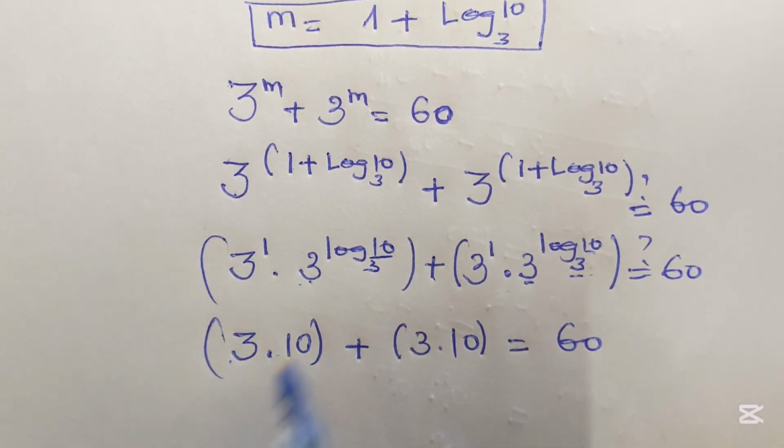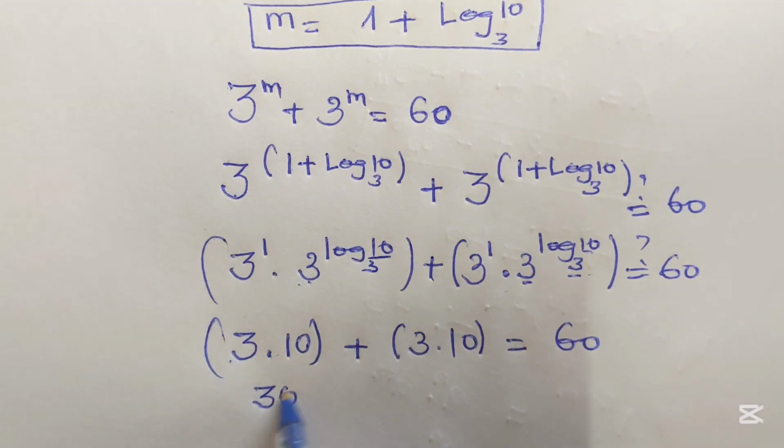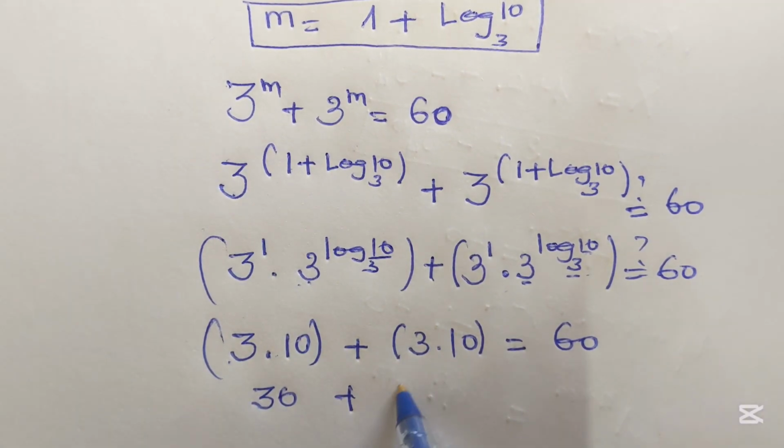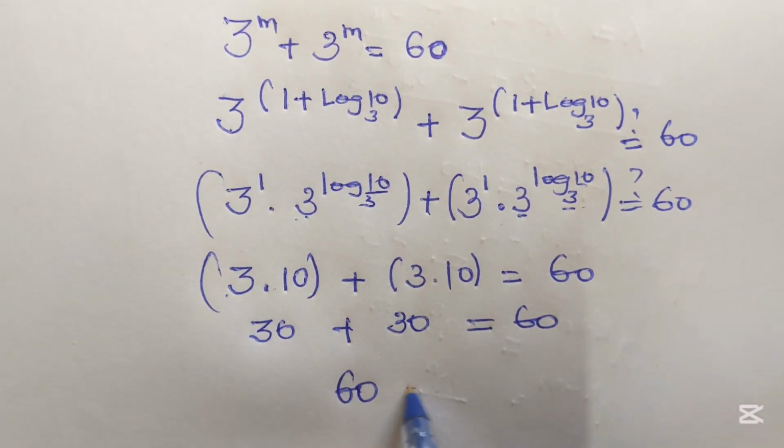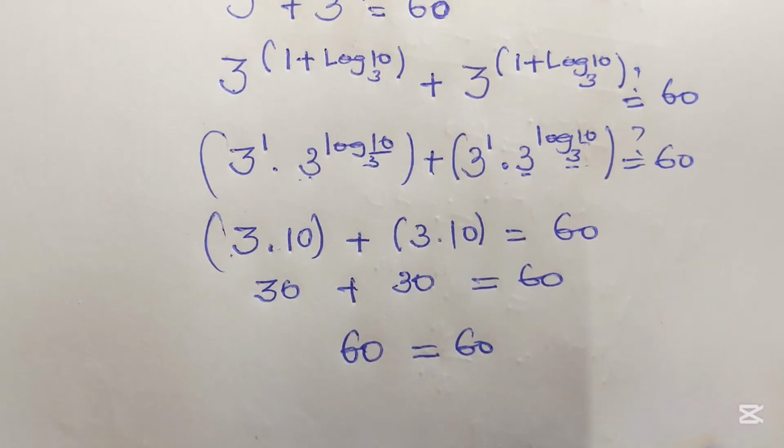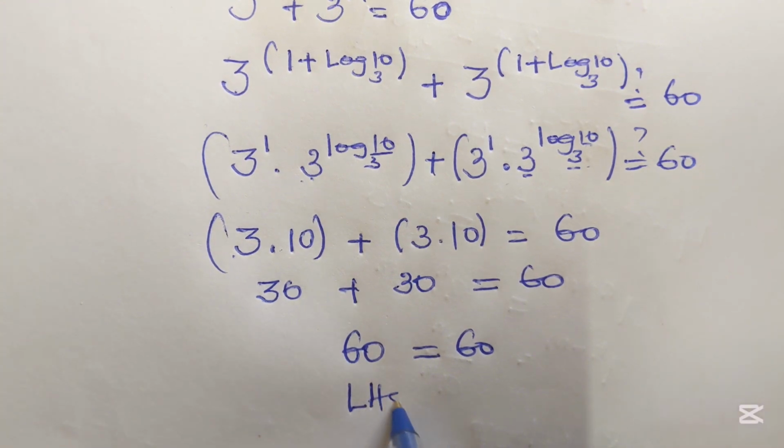3 times 10 equals 30 plus 3 times 10 equals 30. The answer is correct. Now we get 60 equals 60. Left hand side equals right hand side.